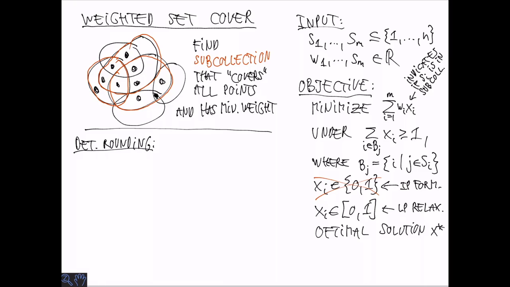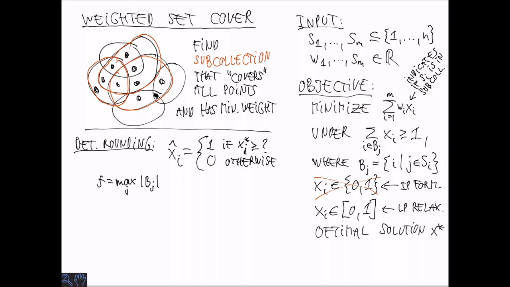So the deterministic rounding approach that we saw earlier would look as follows. Let's suppose we have an optimal solution to the LP, x star. Then we need to round up to 1 if x star is big enough, and otherwise down to 0. So the question is, what is big enough? And it turns out that this really depends on how many sets can include an element. So let's define f as the maximum number of sets that include an element j, so the maximum of the size of bj over j.